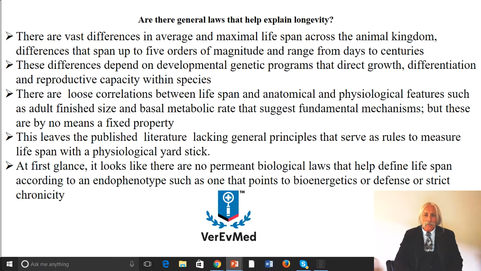But at first glance, it looks like there aren't any really permeant biological laws. Permeant, by that I mean not permanent, but permeant, like all the way through all of biology. We say, oh, well, if you are larger than your brother or sister, you will die younger. It's not that kind of tight correlation. And that's a very crude, non-robust physiological and anatomical parameter.